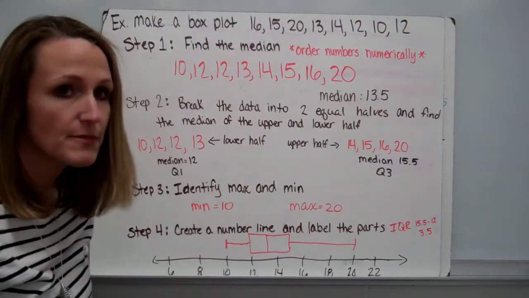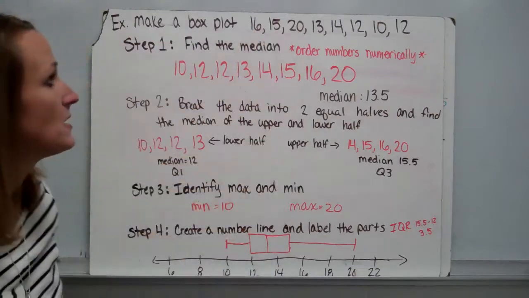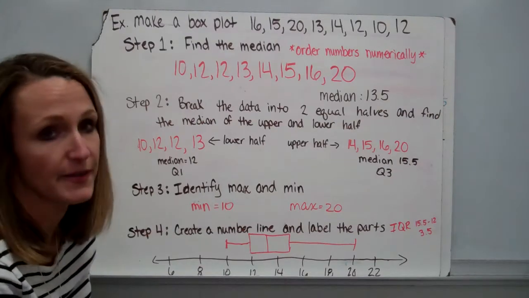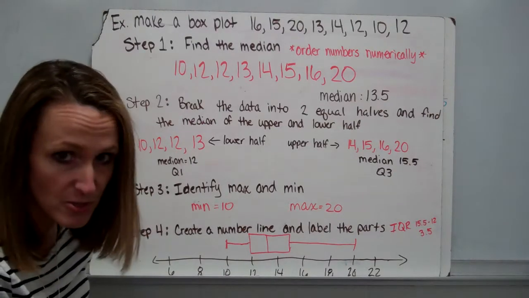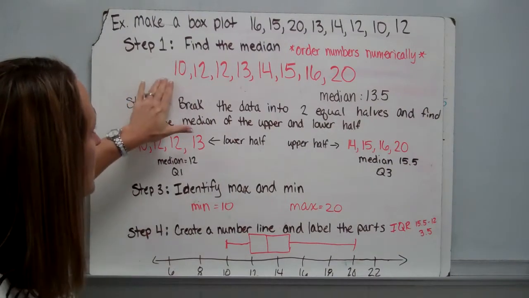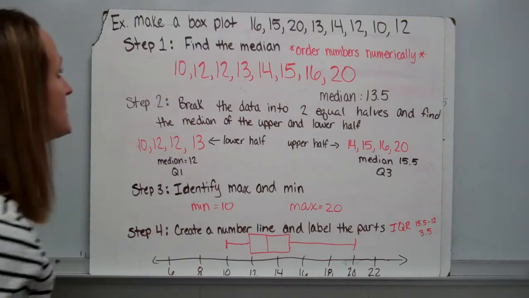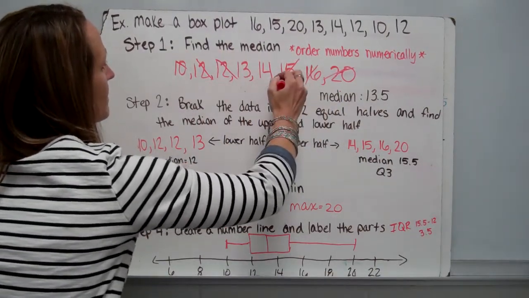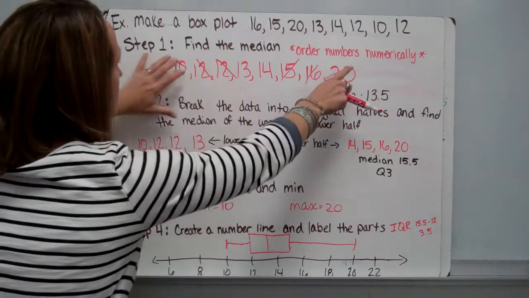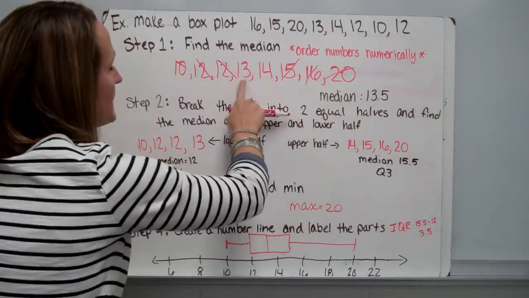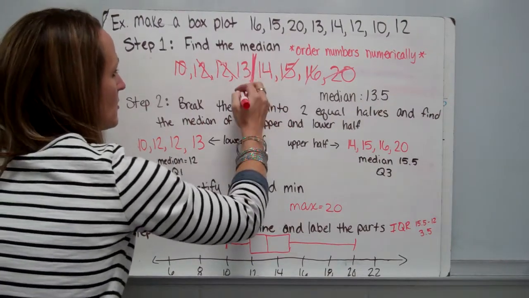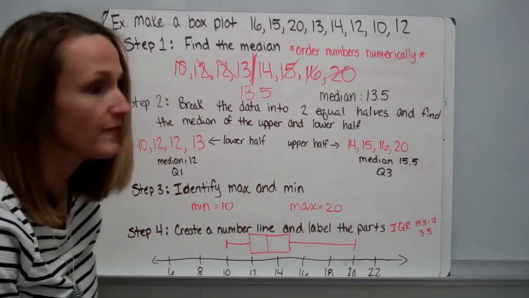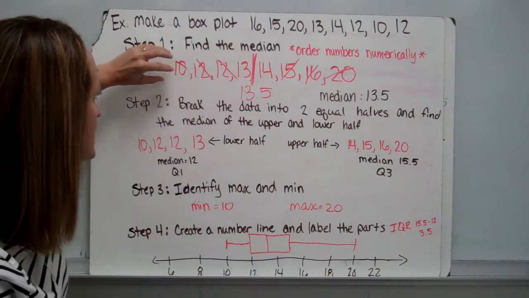Okay, so let's make a box plot. We're going to take these numbers and turn them into a box and whisker plot. First you have to find the median. Remember, to find the median, you have to put your numbers in order numerically. So if we put our numbers in order numerically and we start crossing off 10, 20, we're left with 13 and 14, right? So our median has to be in the middle of 13 and 14, which leaves us with 13.5, which I already wrote.